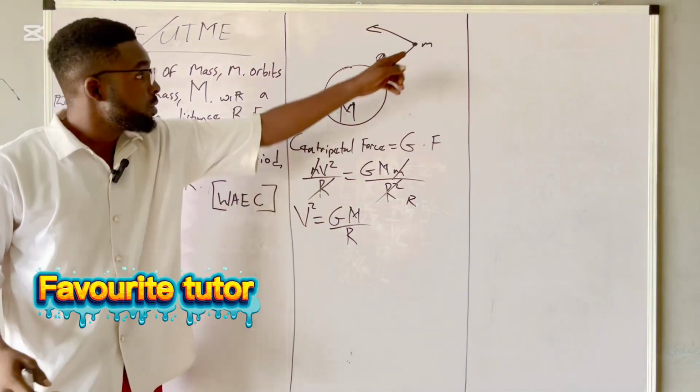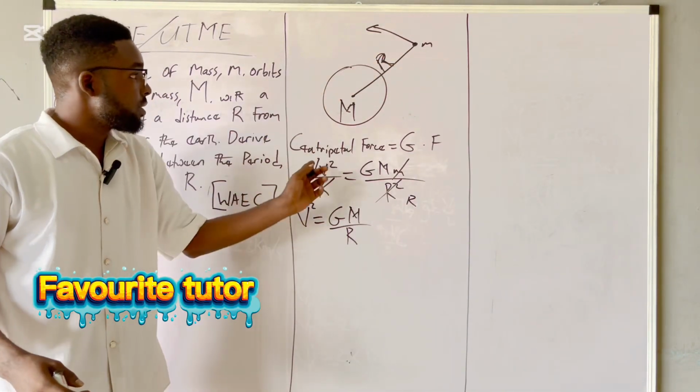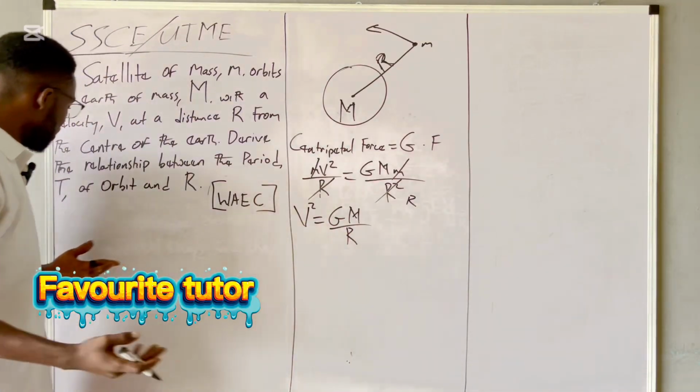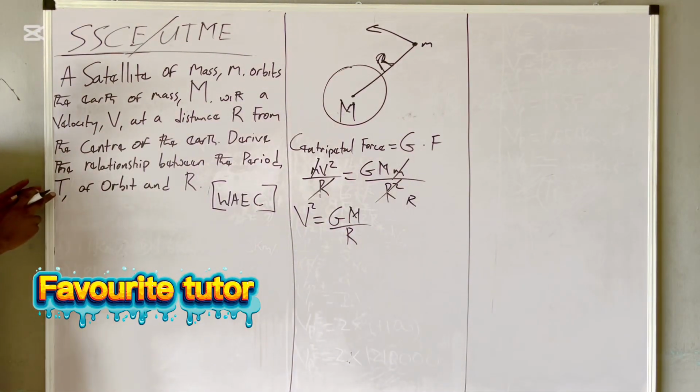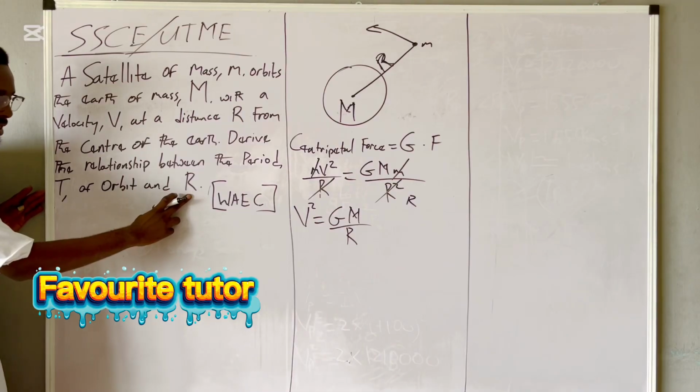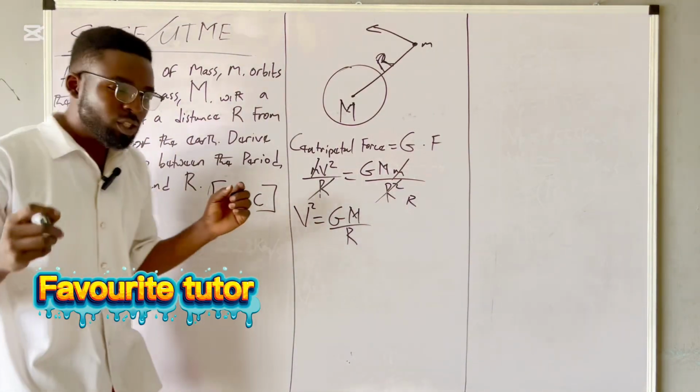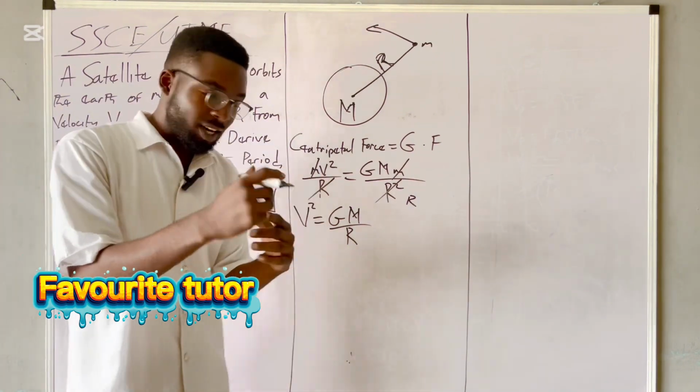Now this is the speed of the satellite moving around, orbiting the Earth. But we are looking for the relationship between the period and the distance. We already have the distance. The period and distance. We are going to connect everything right now.